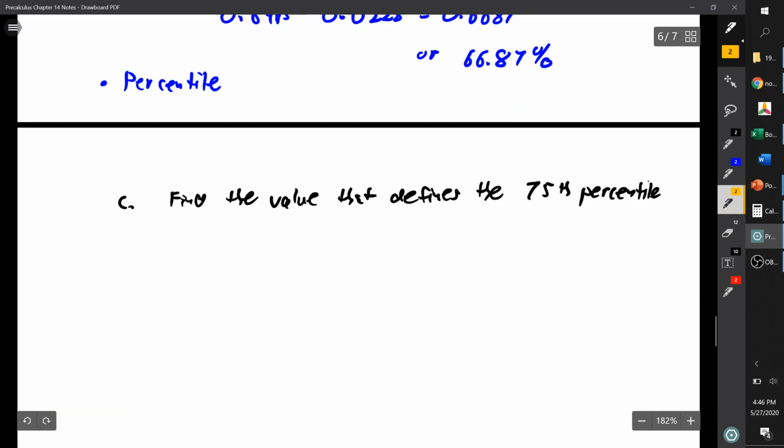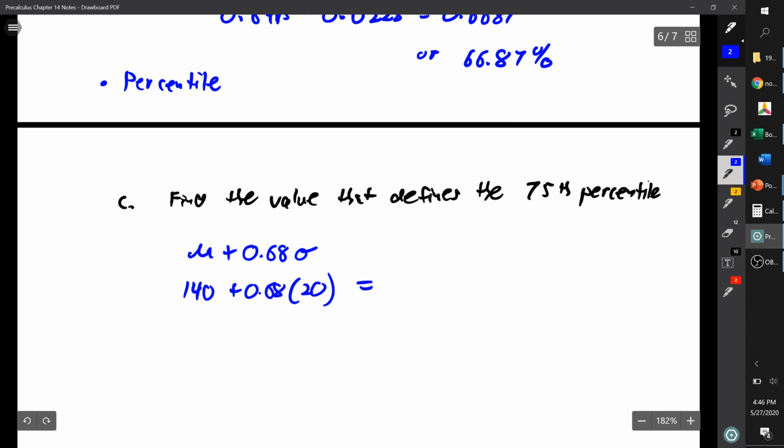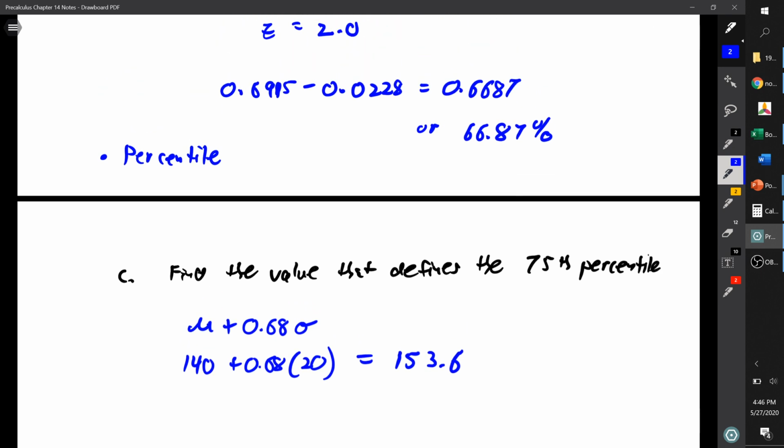So I'll go back over here and say what we have is mu plus 0.68 sigma. My average was 140, and I need to add 0.68. Sigma was 20. And when you do that math, 140 plus 0.68 times 20, we get 153.6. So whatever this data is representing, if you are at 153.6, you are in the 75th percentile, meaning you have a value that is bigger than 75% of the other data points. Okay? So that's the kind of stuff that goes on there.